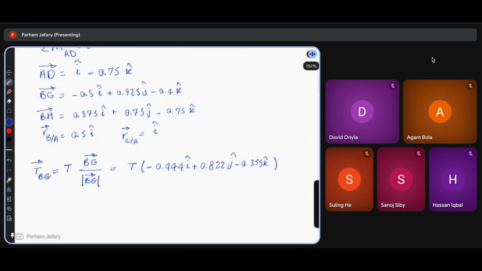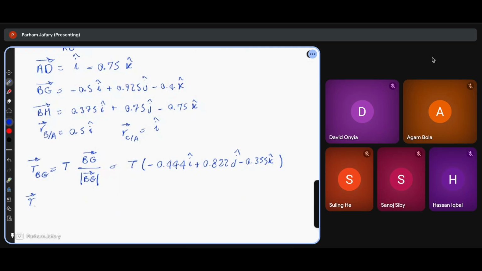Similar to this, if we write T of BH, it will be T times BH divided by the magnitude of BH, which will be T times 0.333 I plus 0.667 J minus 0.667 K. Okay?